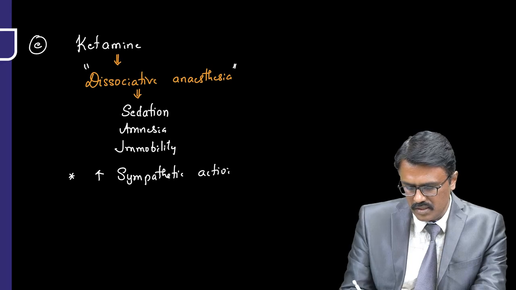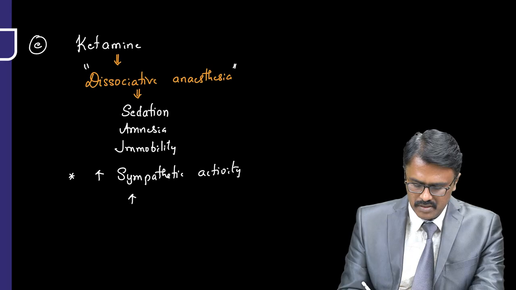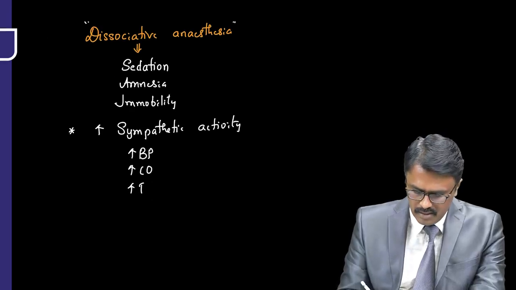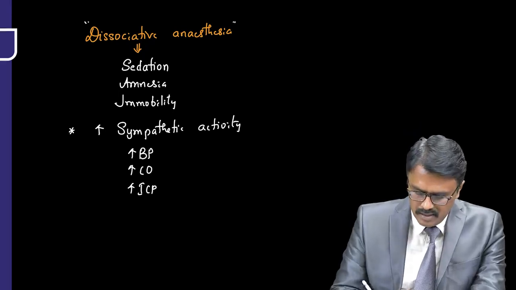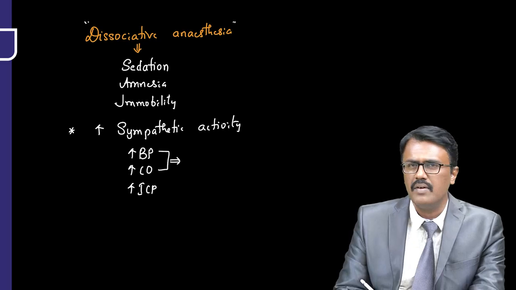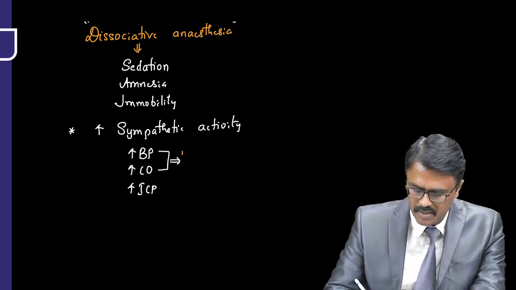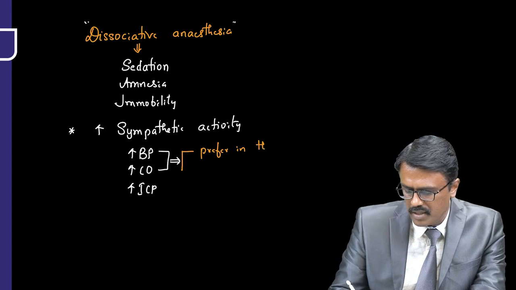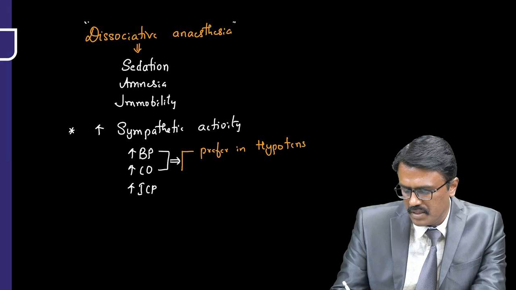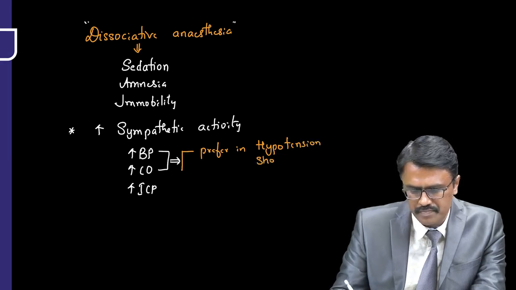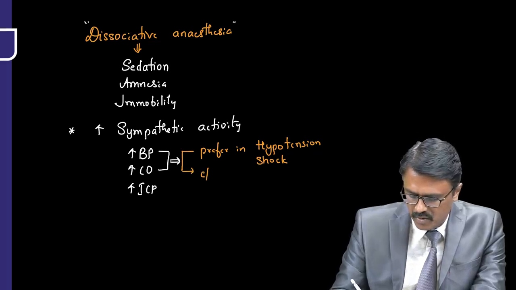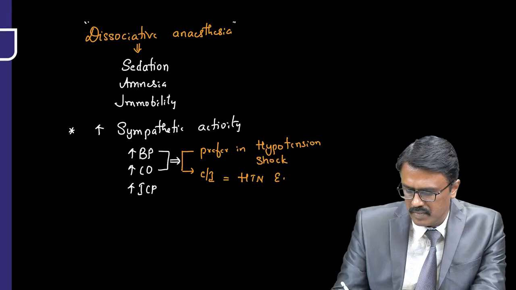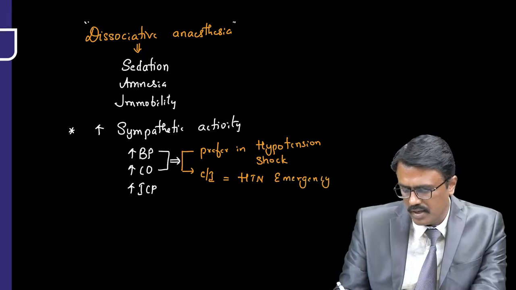So since it increases sympathetic activity, it increases all the pressures. It increases BP, it increases cardiac output, it also increases intracranial pressure. Since it increases BP and cardiac output, can you tell me which patient should we use it? Obviously, if a patient has hypotension, or if a patient is having shock. Since it increases BP, it is contraindicated in hypertensive emergencies. So if there is hypertension emergency, don't give the drug.